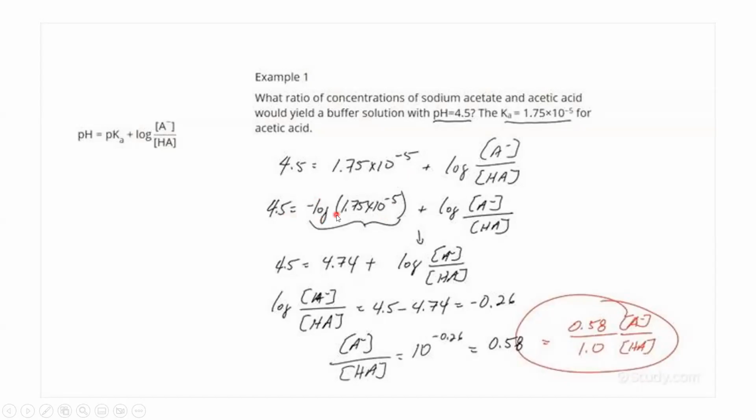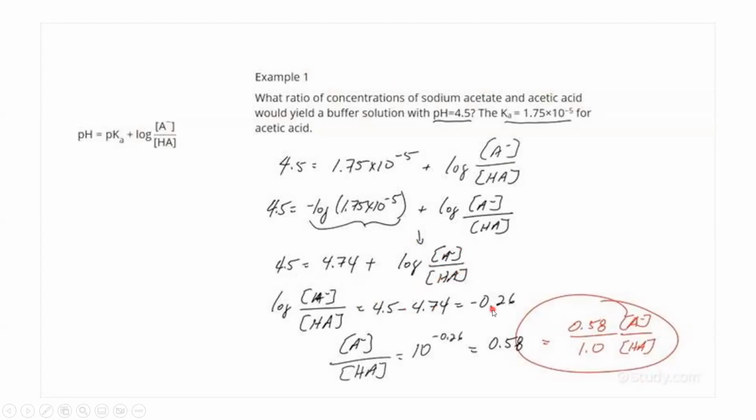So we'll have 4.5 negative log of that Ka. So we get 4.74 there. And then when we go through and actually solve for this ratio now, because we're not going to have the specific concentration. If we knew what one of those concentrations were, we could use the ratio to figure out what the other concentration is going to be. But in this case, we're just looking at the general ratio. So we can just treat this A minus over HA as X. That entire thing is X.